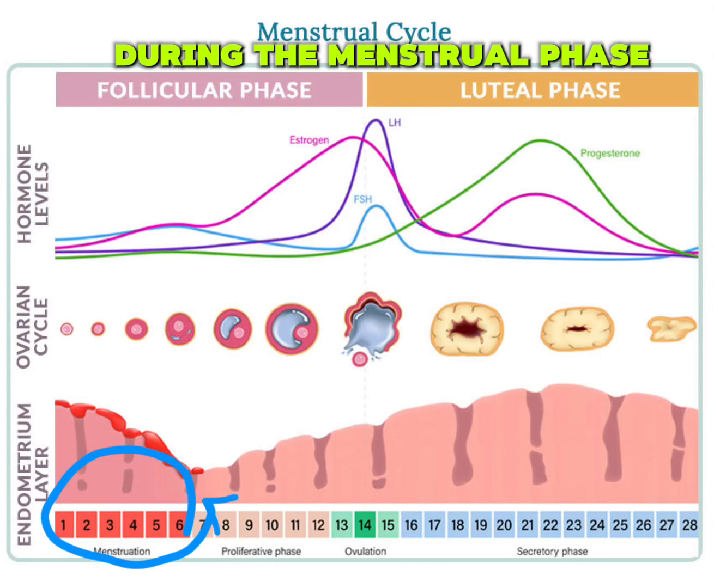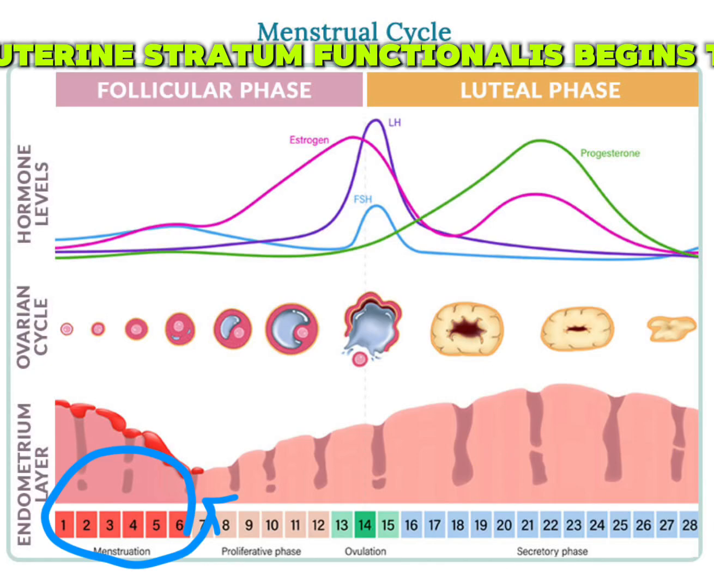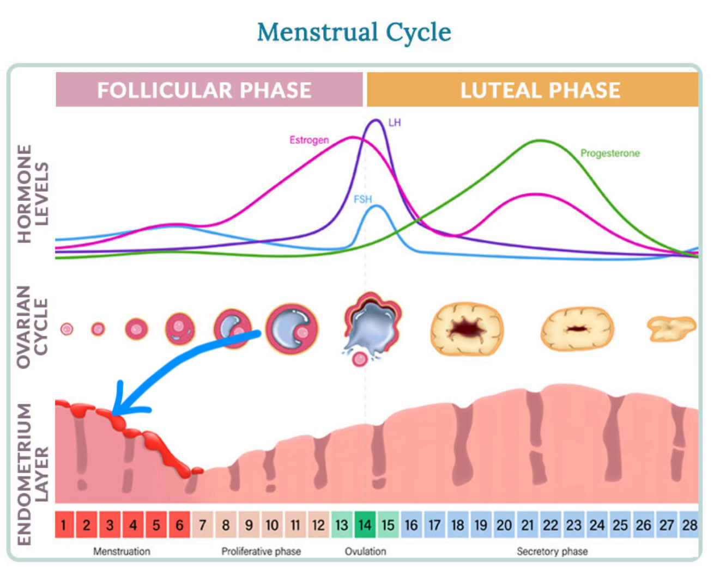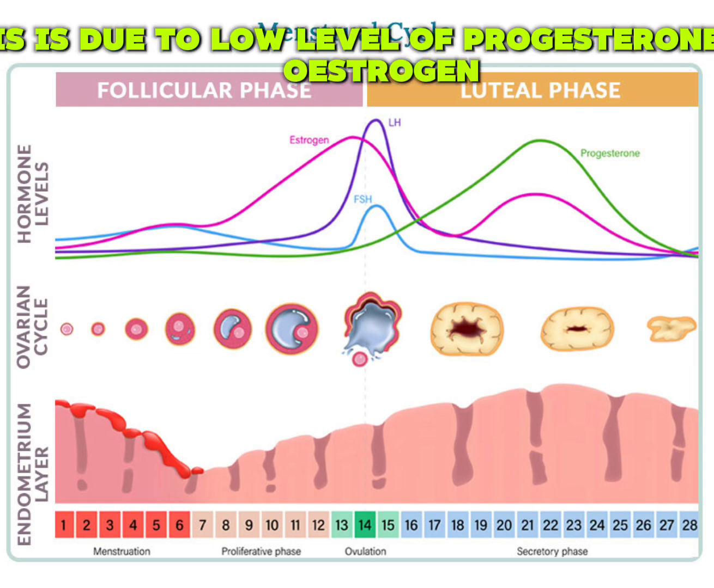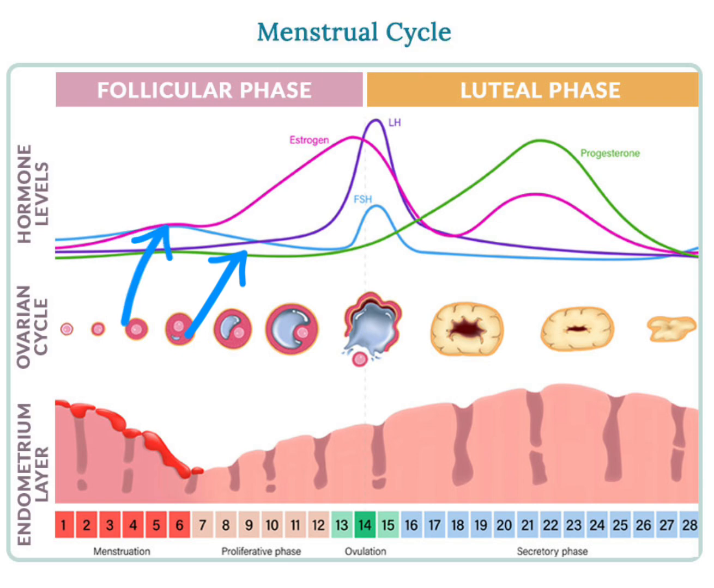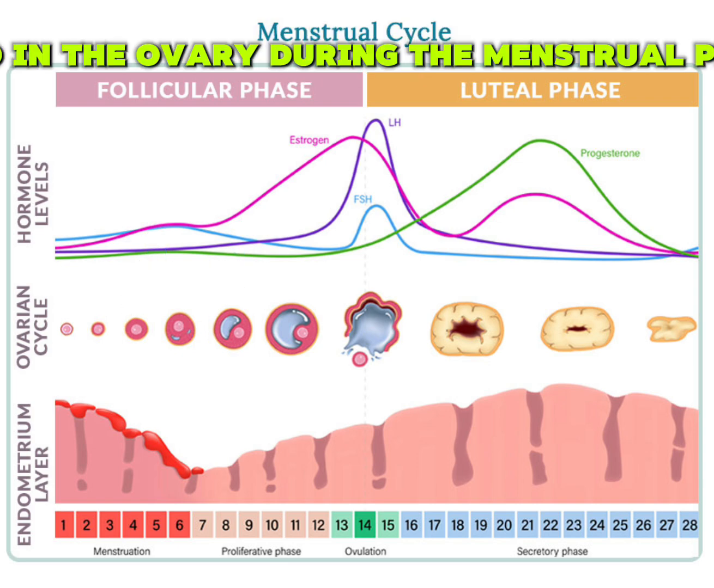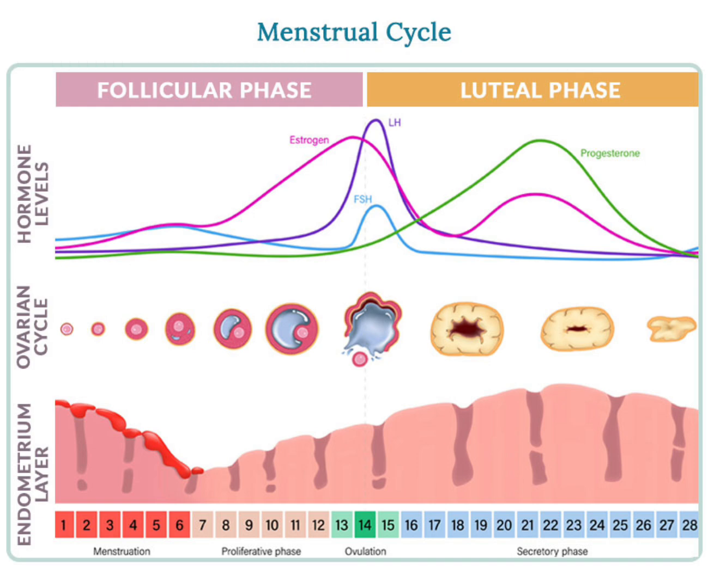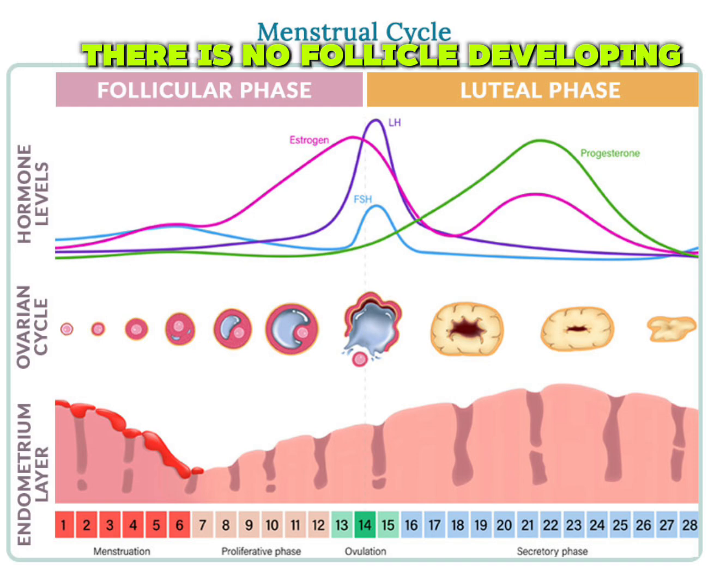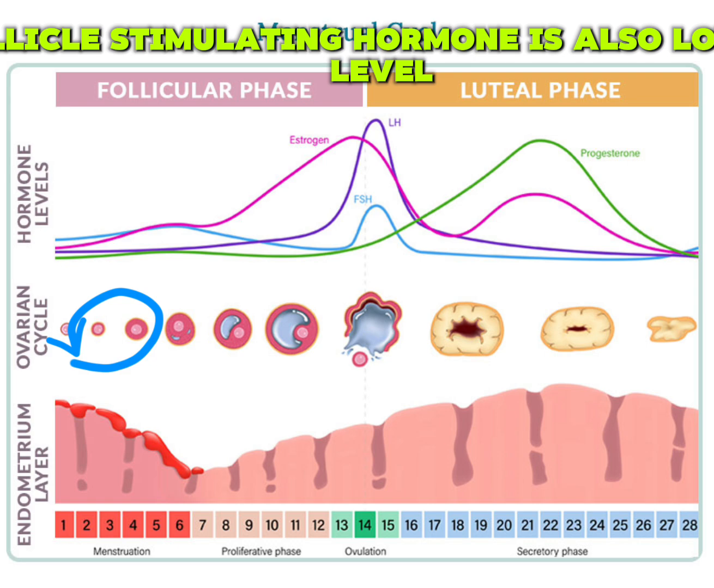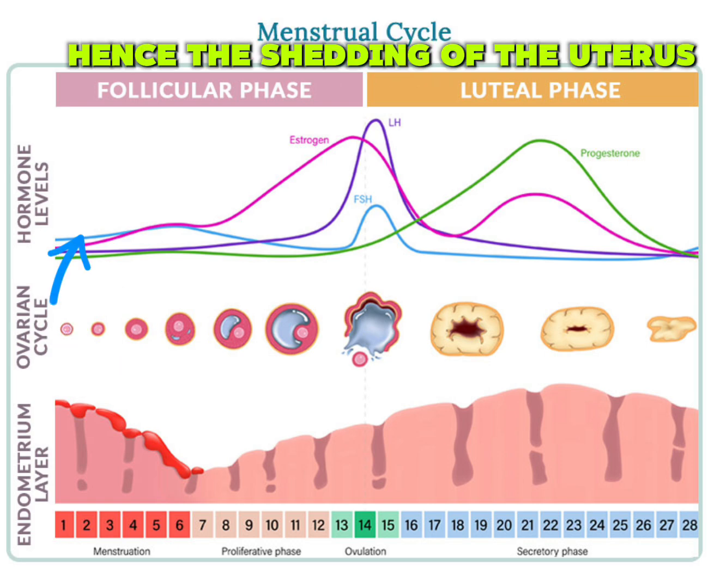During the menstrual phase, the uterine stratum functionalis begins to shed. This is due to low levels of progesterone and estrogen. So, in the ovary during the menstrual phase, there is no follicle developing, and follicle stimulating hormone is also low at this level. Hence, the shedding of the uterus.